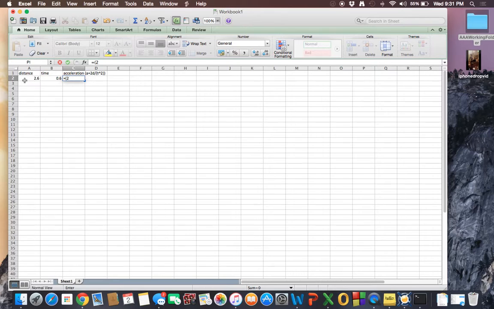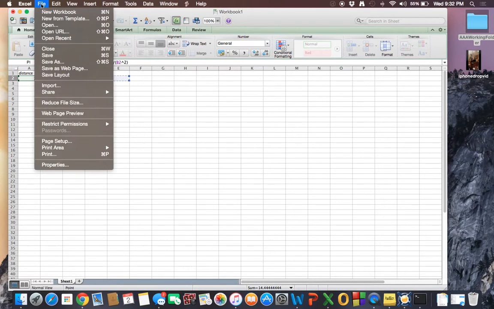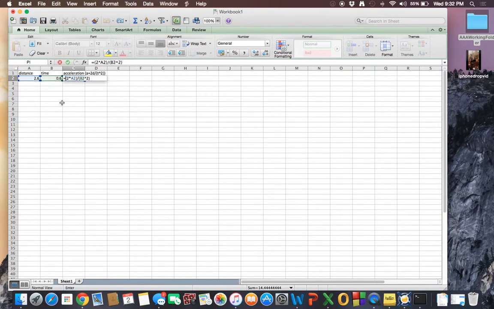So it's going to be 2 times the distance, divided by, and we're going to go ahead and plug in B2 and square that, and we should get an answer out here. I got 14.4. Obviously the acceleration of gravity is nowhere near that, but again, this is incredibly rough.